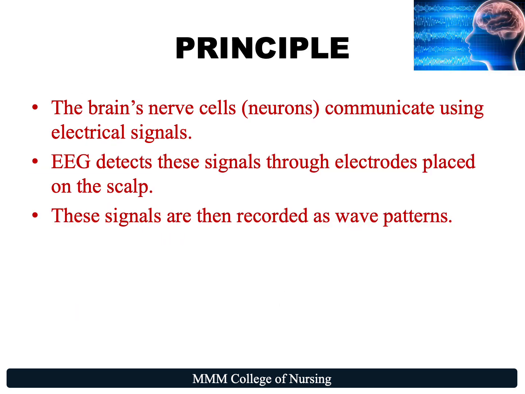Let's look at the principle behind EEG. The brain's nerve cells, that is, the neurons, communicate using electrical signals. EEG detects these signals through electrodes placed on the scalp. These signals are then recorded as wave patterns.